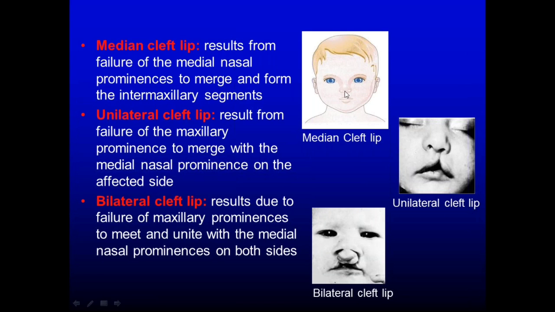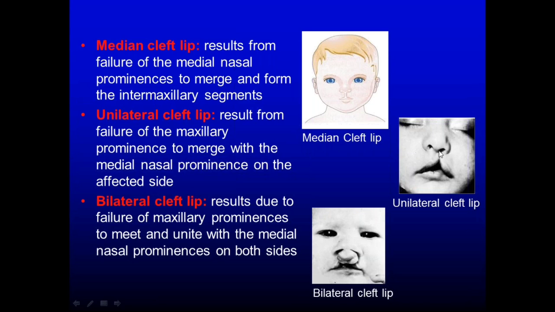So this is median cleft lip. In median cleft lip, the medial nasal prominences of the nose fail to merge, or they fail to form the intermaxillary segment, which is the premaxillary part which forms the philtrum or central part of the upper lip. So this leads to the condition known as median cleft lip. It is failure of the median nasal prominence to merge, and there appears a gap in the median part.